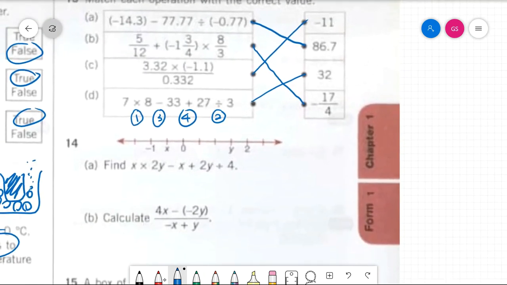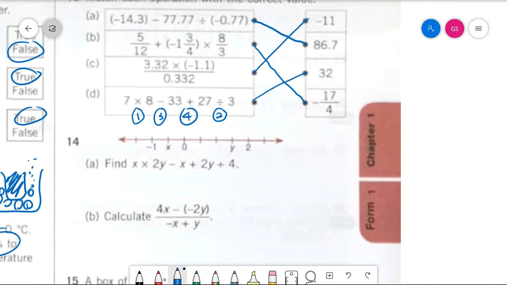Now find x times 2y minus x plus 2y, divided by 4. So let's first find out what x and y are. Let us find out the rule, or the gaps. How many gaps here? One gap, two gaps. The difference is one. So can we come to a conclusion that one gap here will be a difference of 0.5? Yes.